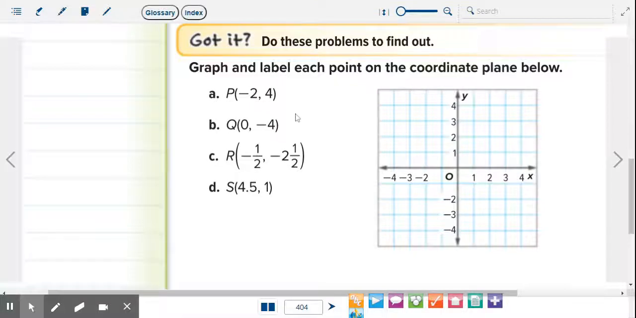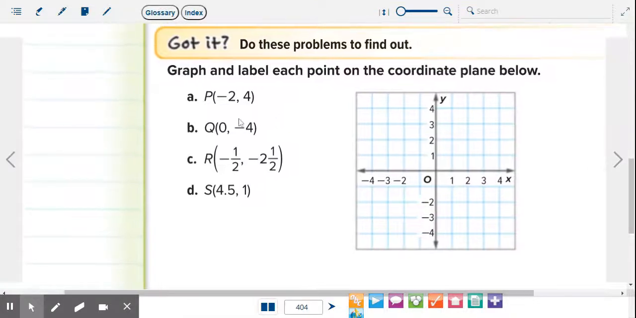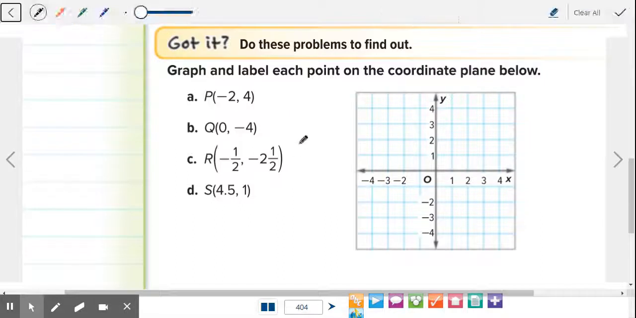All right, so letter A, we have point P, -2, 4. Okay, who can come up and point to where that is at? Because for some reason the markers don't want to work, but I can have you point to it. So who can come up and point to where point P goes? -2, 4. Katie.